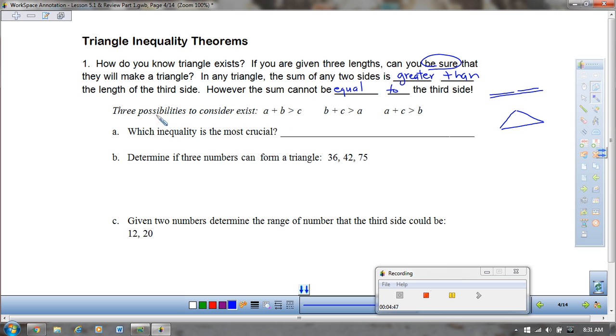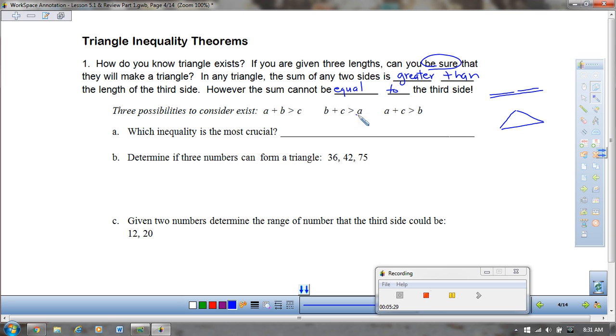So when we're looking at that, considering the sides A, B, and C, there are 3 possibilities that we should consider as we're beginning to look at this. First of all, the sum of the two short sides, are they greater than the longest side? Secondly, the medium and the longest side, is their sum greater than the shortest side? And then finally, the shortest and the longest side, when you sum them together, are they greater than the length of the medium side?